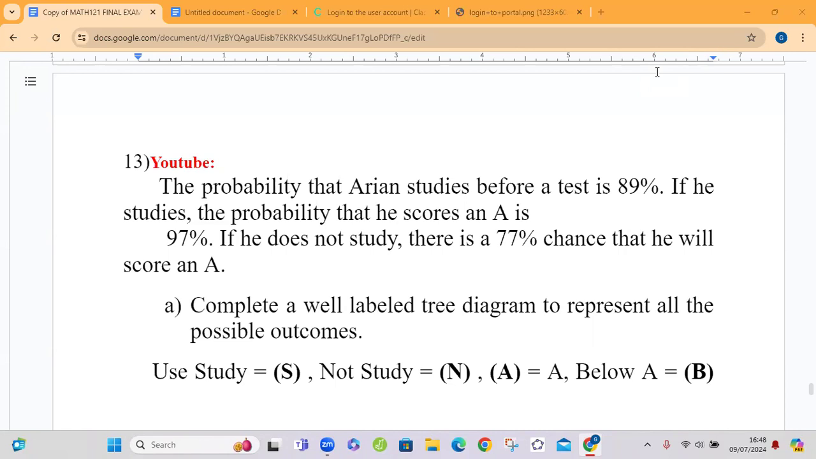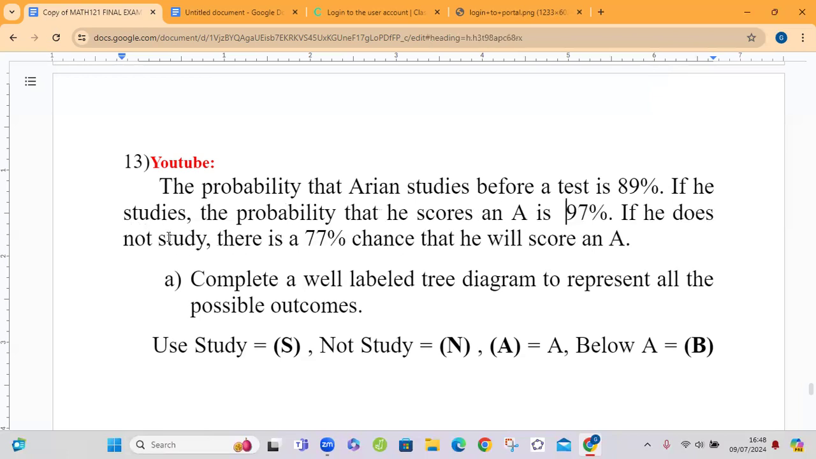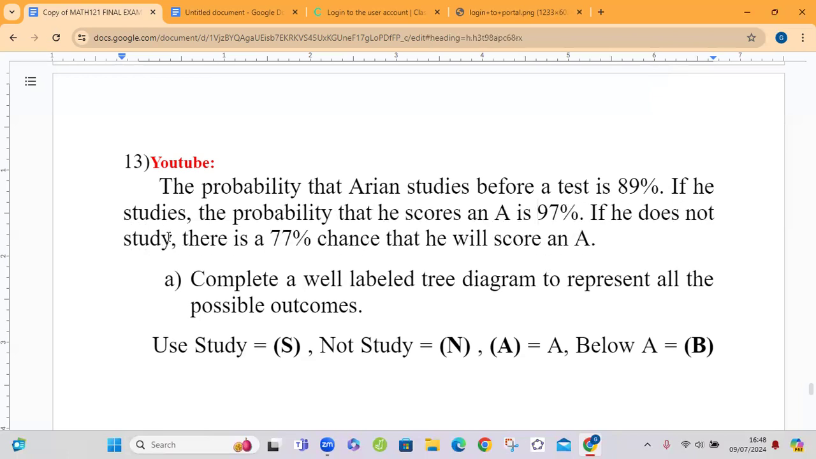Here, number 13, it says, for this example, the probability that Arian studies before a test is 89%. So there's an 89% chance that Arian will study before the test. Now, if he studies, the probability that he scores an A is 97%. That's if he studied. So you can already sense one event happening before another: studying and scoring an A. Now, if he does not study, because he can either study or not study, there's a 77% chance that he will score an A.